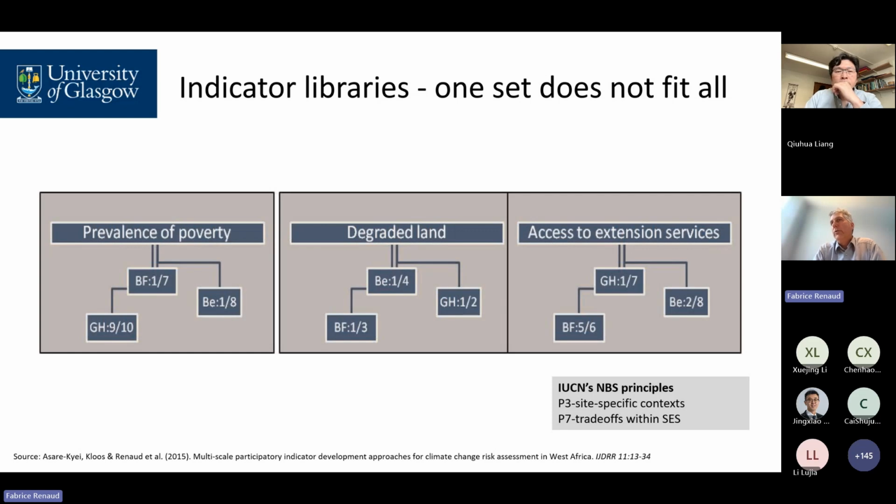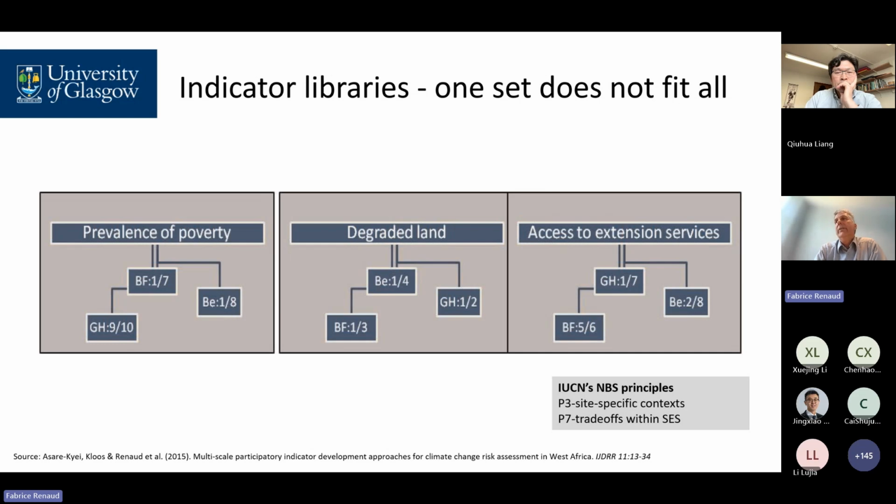And this is research that was done with one of my former PhD students, Dana Sarikie, back in 2015 in Africa. And there, through interviews with local communities, he tried to understand what indicators would be important for risk assessment. This work wasn't done for nature-based solutions at all. It was just done for a pure, simple risk assessment to floods and droughts. And you can see here the initials. So BF is for Burkina Faso, BE is for Benin, and GH is for Ghana.